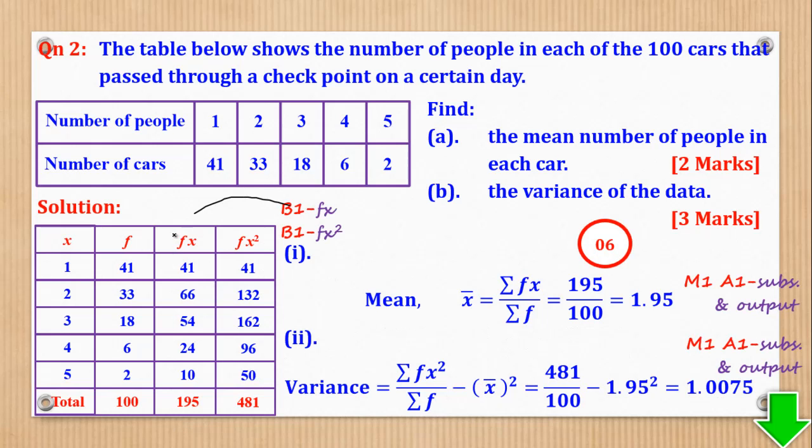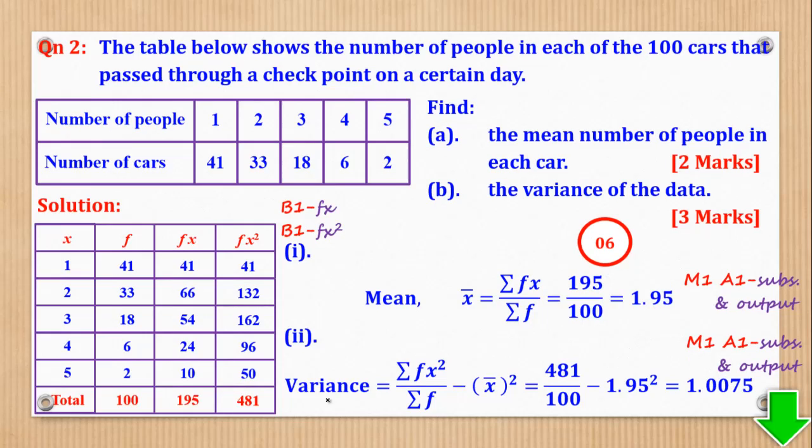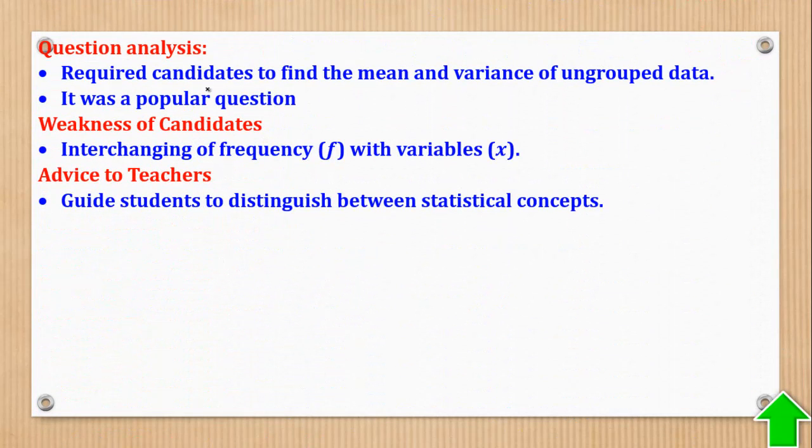So B1 was for the column of fx, B1 for the column of fx squared with correct sum, substitution, output, substitution, output. So still it is 6 marks, and I believe you know why. This question required the candidates to find the mean and variance for ungrouped data. And the weakness was candidates interchanging f with x. So you must read the question and realize what is frequency and what is x.